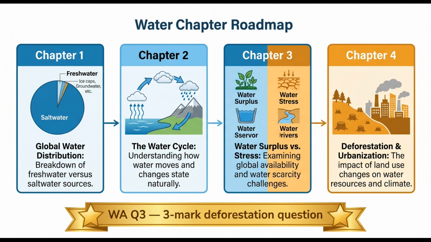Chapter 3 looks at water surplus and water stress, their definitions, causes, and examples, including why Singapore is water-stressed despite receiving heavy rainfall. And Chapter 4 covers human interference, how deforestation and urbanization alter the water cycle and increase flood risk. The 3-mark deforestation question in WAQ3 is the highest mark single question in this set. By the end of Chapter 4, you will know exactly how to answer it.